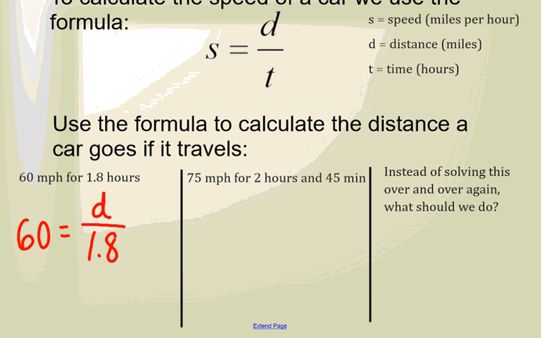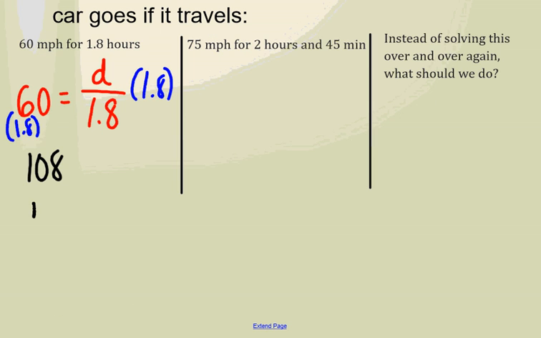Now how do I solve for d? I multiply both sides by 1.8. Multiply this side by 1.8, multiply this side by 1.8. And when I multiply 60 by 1.8, I get my answer that the distance must be 108 miles. So there's the first one.